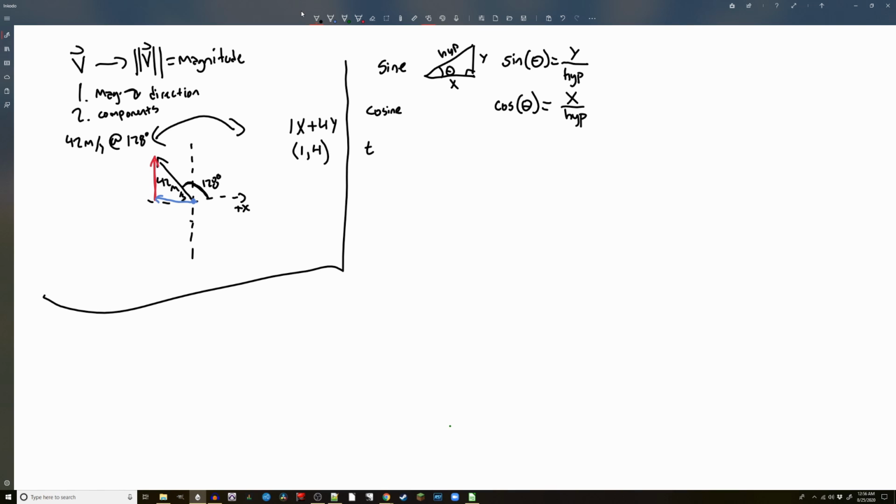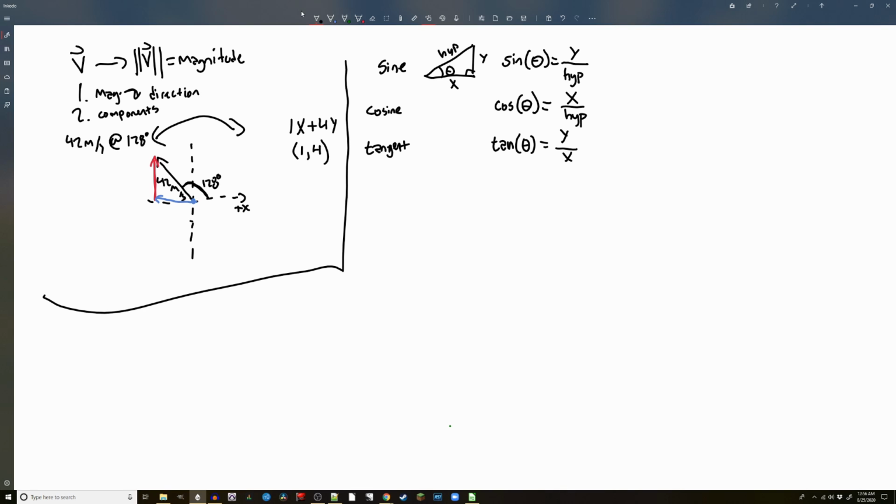And finally, tangent is y over x. In this case, it's y over x. More generally, it's just the opposite leg, whichever leg is not touching your angle you're interested in, divided by the leg that is not the hypotenuse that is touching it.